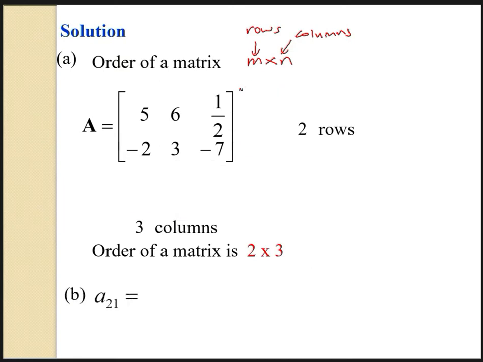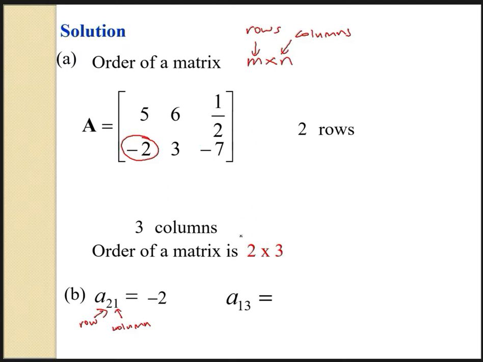What is the A21 element? The A21 element means that the first number here is referring to the row and the second number here is referring to the column. So what is the element situated at the second row and the first column? Second row and the first column. The element is -2. Look at the element intersecting both rows and columns.